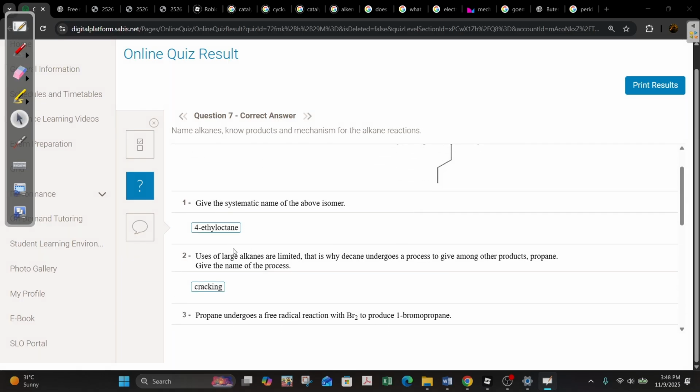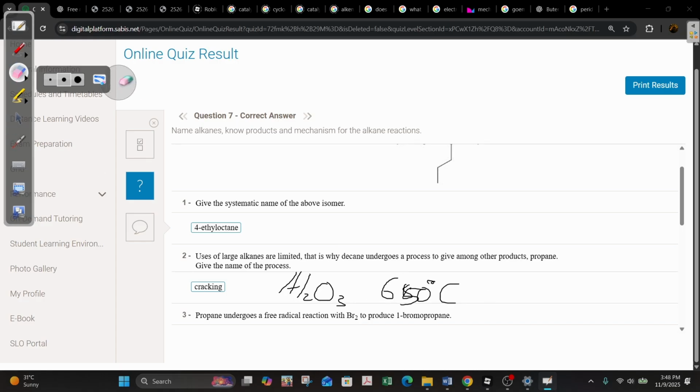Okay, next. The use of large alkanes is limited. This is why decane, which is C10H22, I think, undergoes cracking to produce propane. So the name of the process is cracking. It's from a huge alkane to a smaller alkane. And the catalyst for this process, the most common is aluminum trioxide at 650 degrees Celsius. Okay, next.